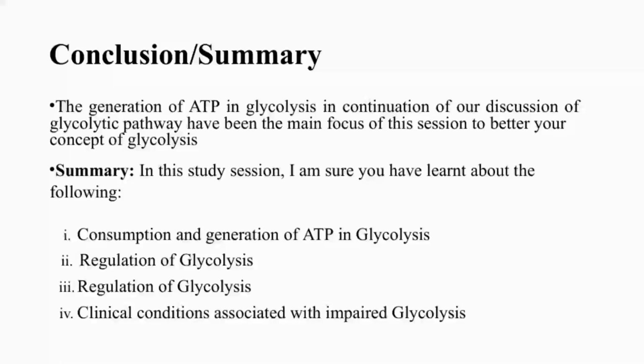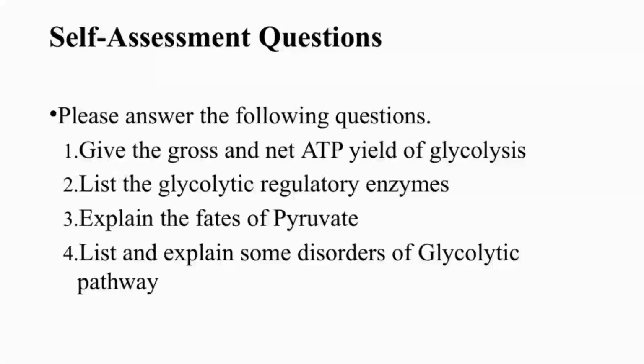First, what is the gross and net ATP yield of glycolysis? The gross yield is 4 ATP molecules per glucose, but because 2 ATP are used up front in the process, the net gain is 2 ATP molecules. This makes glycolysis an efficient way for cells to quickly generate energy.